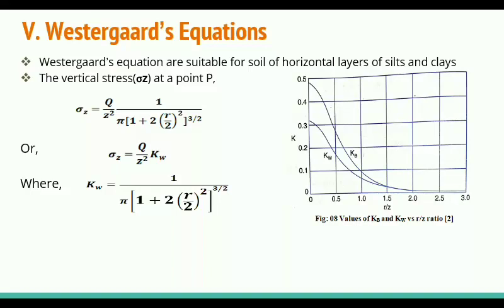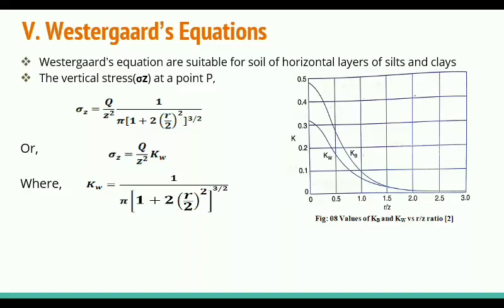So what is the difference? You can see in this graph, if we consider the R by Z ratio less than 1.5, we can say that the kb value is greater than kw, meaning the Boussinesq influence coefficient is more than the value of the Westergaard influence coefficient. If the R by Z ratio is greater than 1.5, then we are getting kb less than kw.